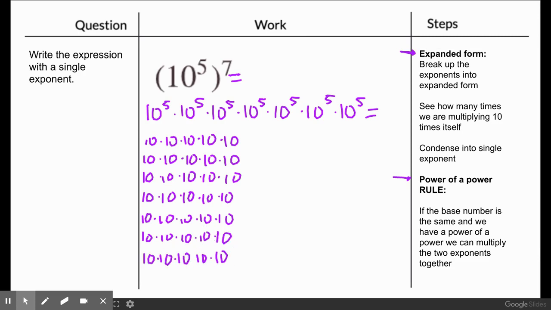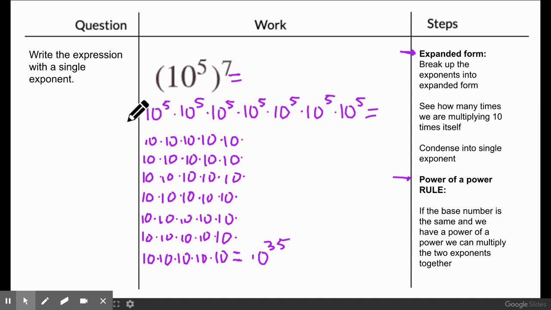So now I have officially written out 10 to the power of 5 to the power of 7 in expanded form, but you see here that I've written 10 a bunch of times. And really what we're seeing here is that we're multiplying 10 by itself a bunch of times. We've got to figure out how many times we are multiplying it by itself. Well, expanded form is nice because we can actually go through and say 1, 2, 3, 4, 5, 6, 7, 8, and all the way till we get our final answer of 10 to the power of 35. But there's a couple of easier ways to do it.